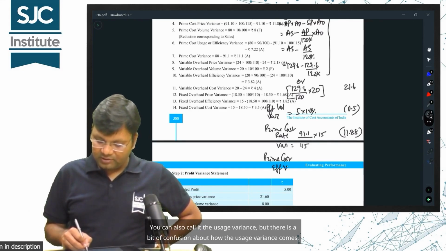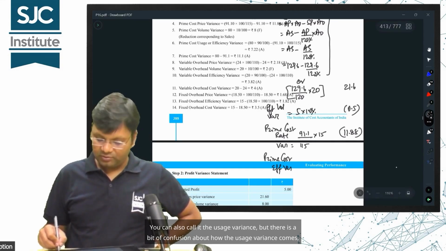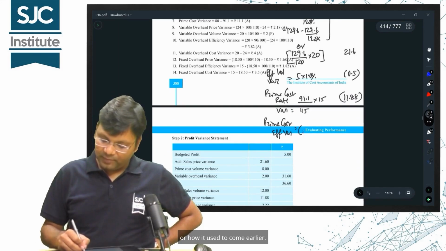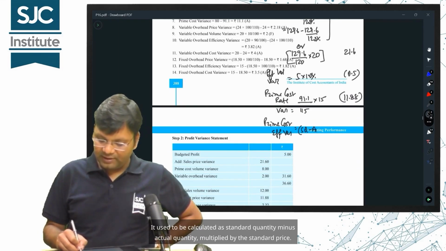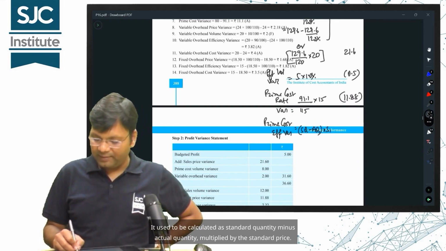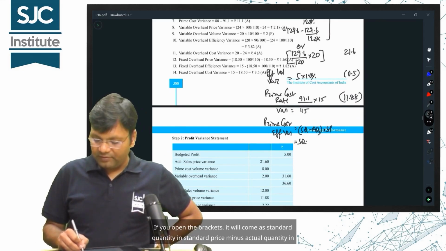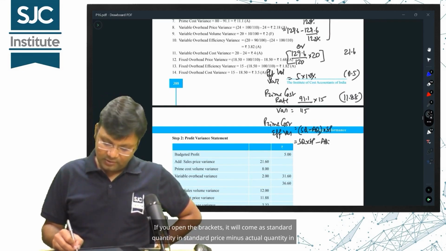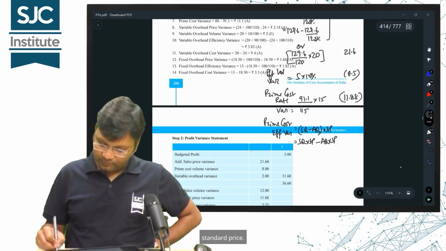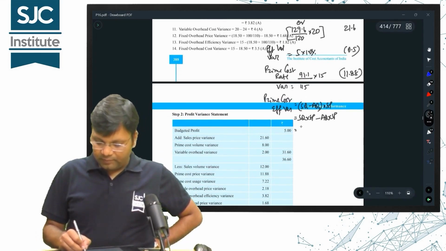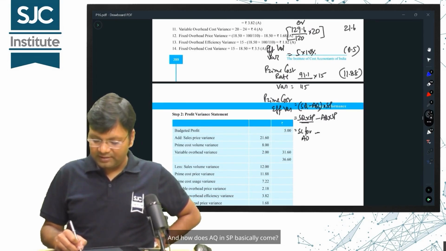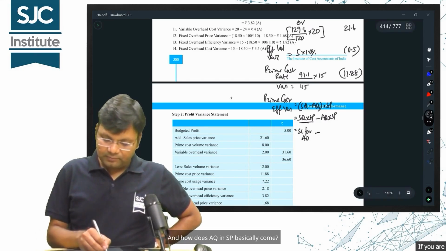You can also call it the usage variance, but there is a bit of confusion about how the usage variance comes or how it used to come earlier. It used to be calculated as standard quantity minus actual quantity multiplied by the standard price. If you open the brackets, it will come as standard quantity in standard price minus actual quantity in standard price. Now, SQ in SP means standard cost for actual output, right? And how does AQ in SP basically come?